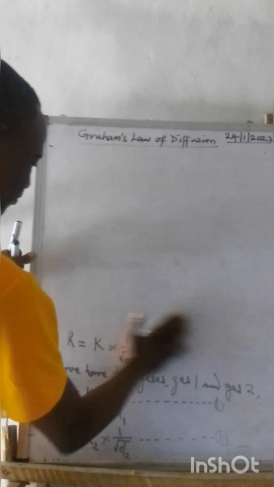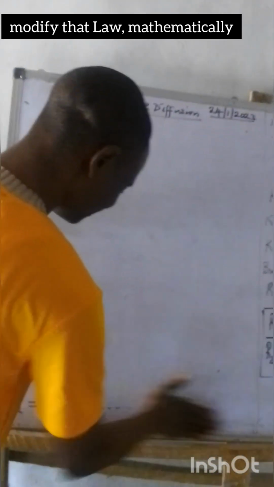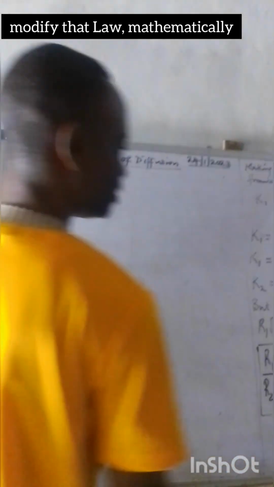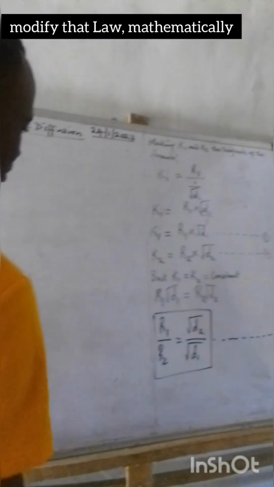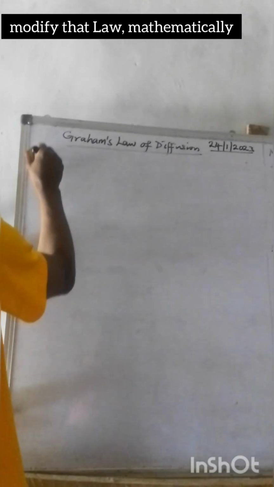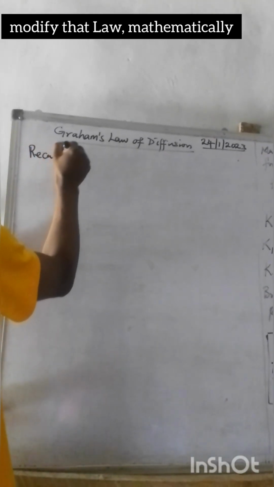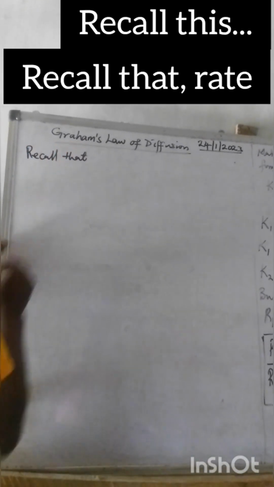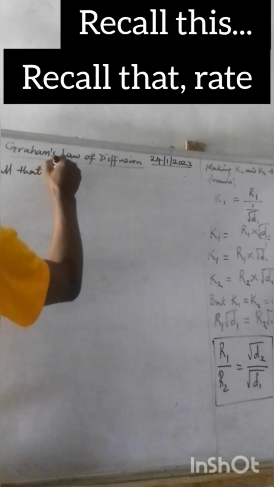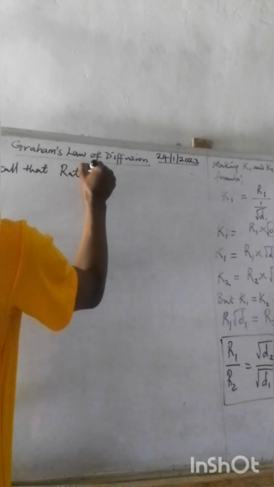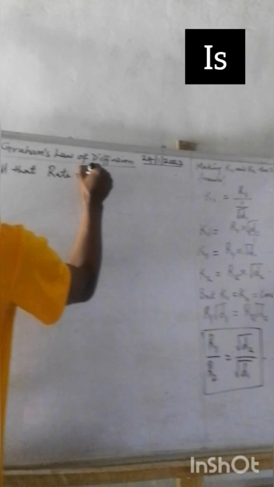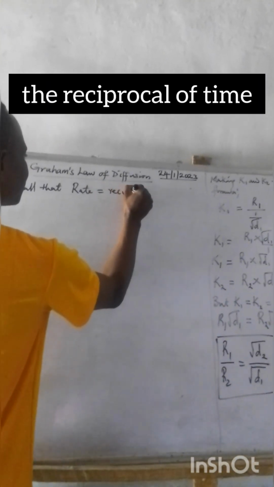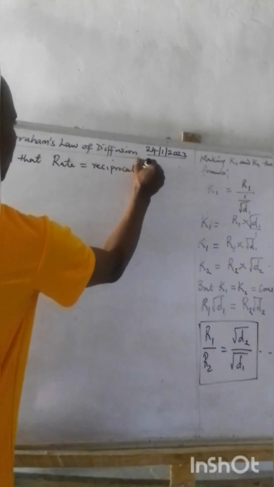Now, going further, we can modify that law mathematically. Recall that rate is the reciprocal of time.